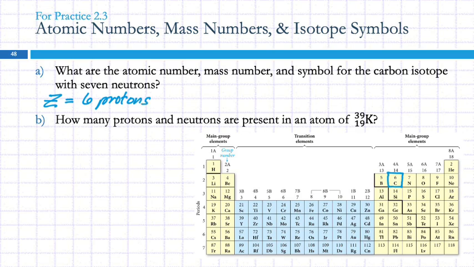The mass number is equal to the number of protons plus the number of neutrons. Well, the problem tells us this one has 7 neutrons, right? So the mass number must equal the atomic number 6, plus the number of neutrons, 7, or 13. Okay? And then the symbol: the element symbol with the mass number on top to the left and the atomic number below.